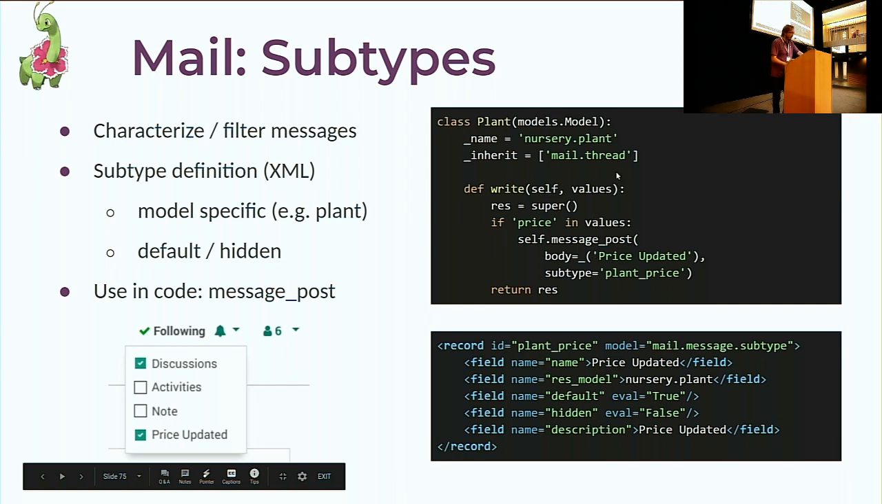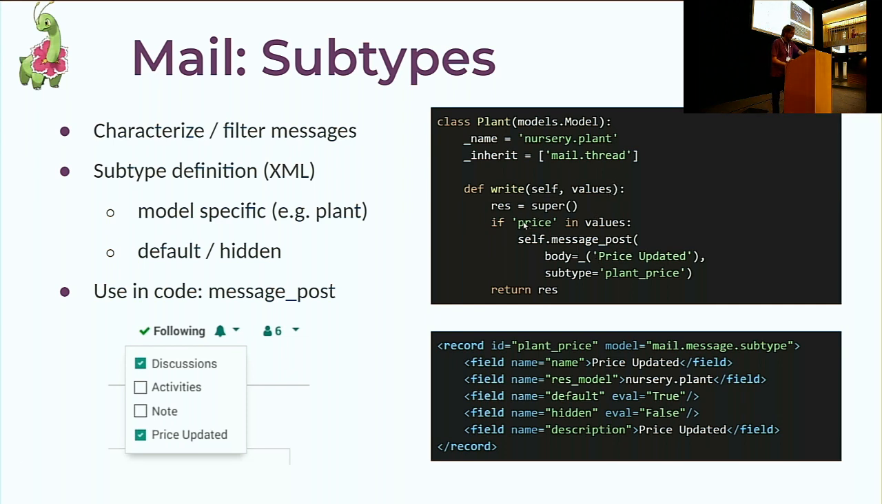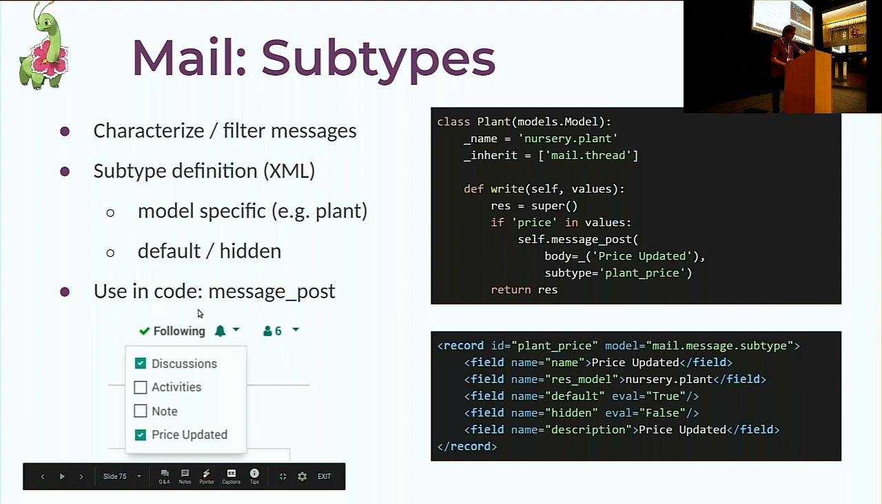The simplest way to implement it is to say that manually, if the price is changed, I will post a message in the chatter, but instead of telling it's a comment, we say it's a plant price updated. It means also that people are able to choose to follow or not the subtype. So the purpose of that is to say, for example, salespeople don't want to receive in their inbox all the messages and discussion, but they just want to be notified when the price is updated. And that's the whole purpose of the subtype that is integrated inside the chatter here.